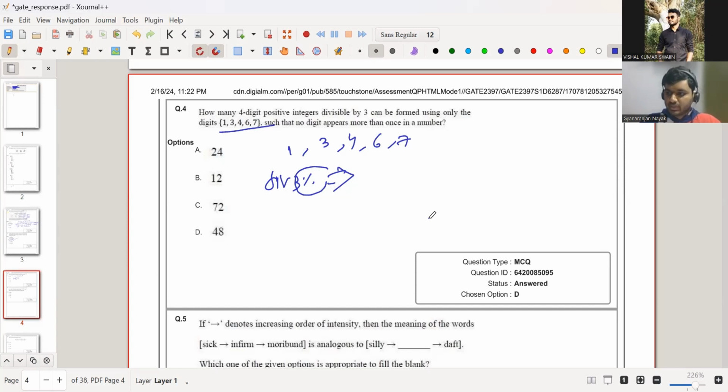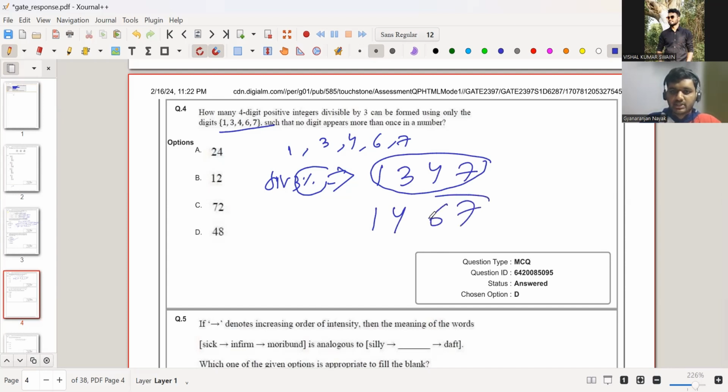So here you can form 1, 3, 4 and 7. That sum is divisible by 3. And similarly, we can find the second number is 1, 4, 6, 7. It is also divisible by 3. So these two combinations have sum divisible by 3.